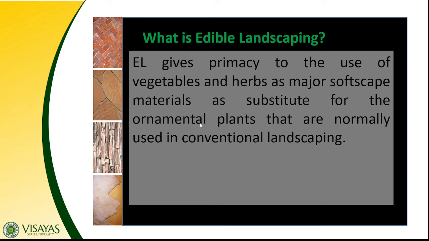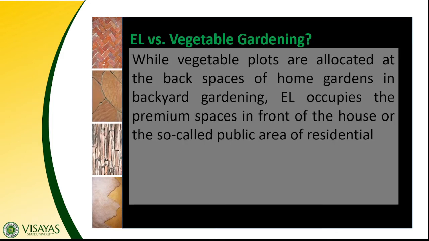It's not only ornamental plants. It's together. It's not really a substitute, but these vegetables and herbs are planted together with the ornamental plants. In conventional landscaping, as we know, this only makes use of ornamental plants.